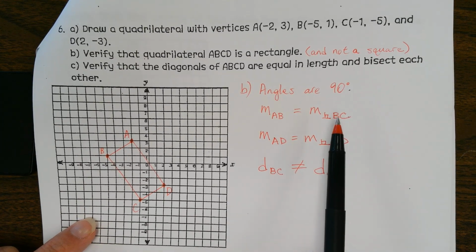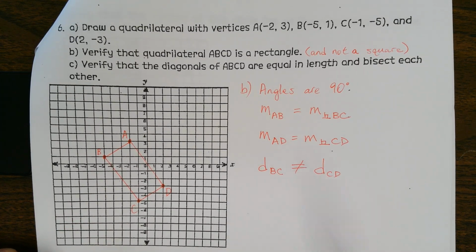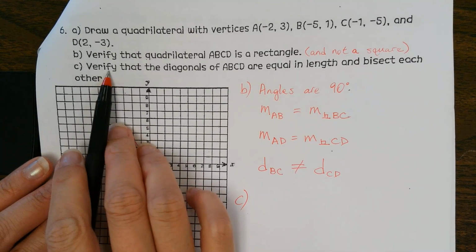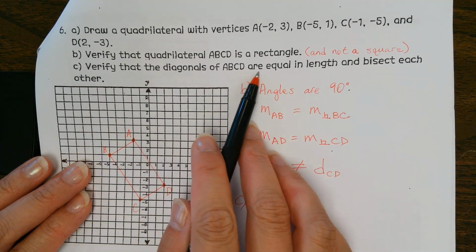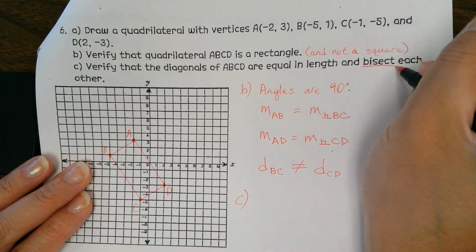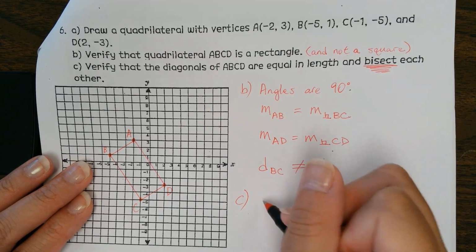So for this one, use the slope formula, and this one is to use the distance formula. Part C, this is the interesting one. Verify the diagonals of A, B, C, D are equal in length and bisect each other. Okay, what does the word bisect mean?